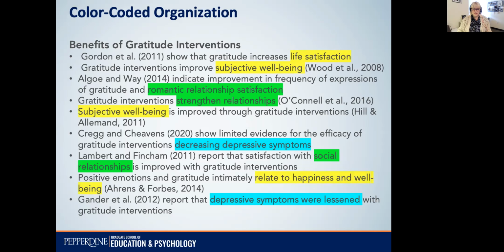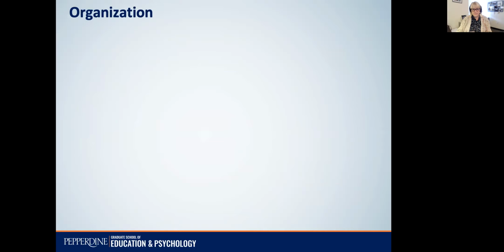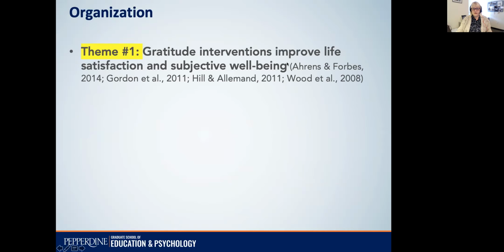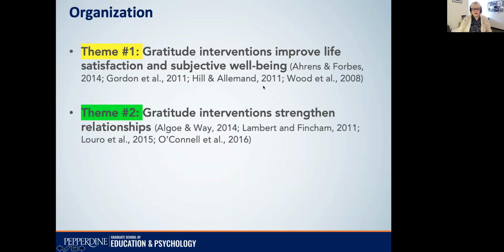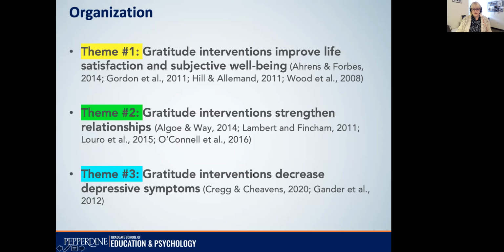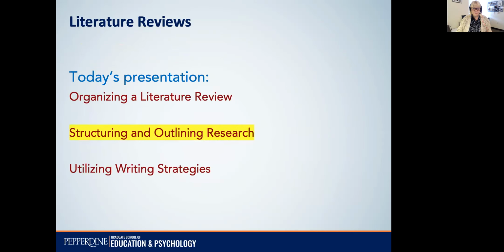Instead, you go through all those studies. You can use color coding or something like that to find those big picture ideas and then turn them into these themes. So gratitude interventions improve life satisfaction. And then here are all the studies that support that. Gratitude interventions strengthen relationships. Here's citation, citation, citation. Gratitude interventions decrease depressive symptoms. And here are your citations. So if you think about literature reviews in that way, it'll really help you to piece your material together.